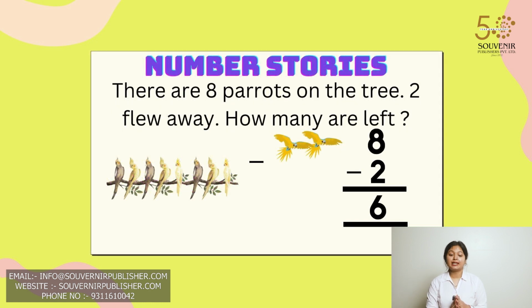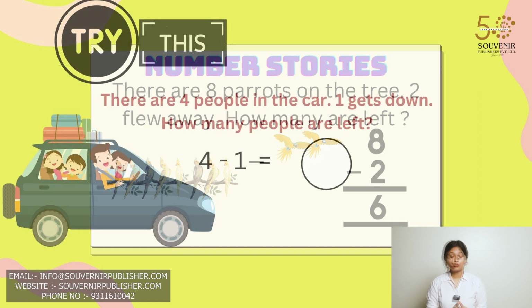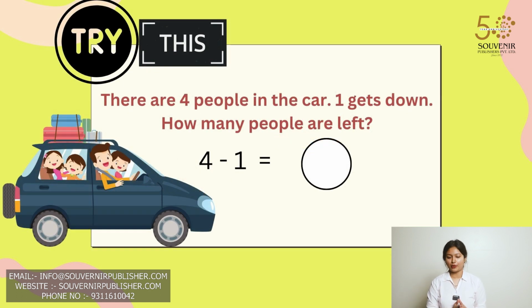Number stories. There are 8 parrots on the tree. 2 flew away. How many are left? It will be 6. Now we have 6 parrots on the tree. Students, now you have to try this question. There are 4 people in the car. One gets down. How many people are left? There will be 3 people left.